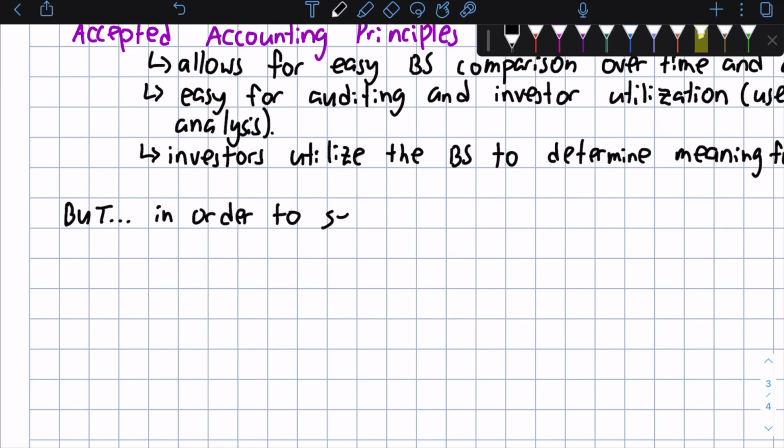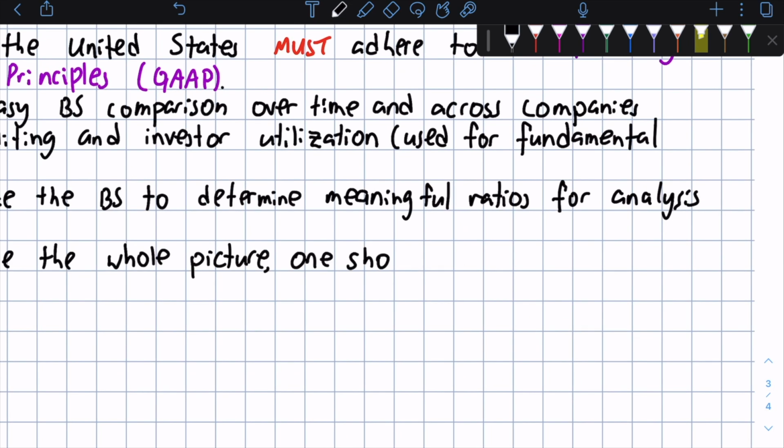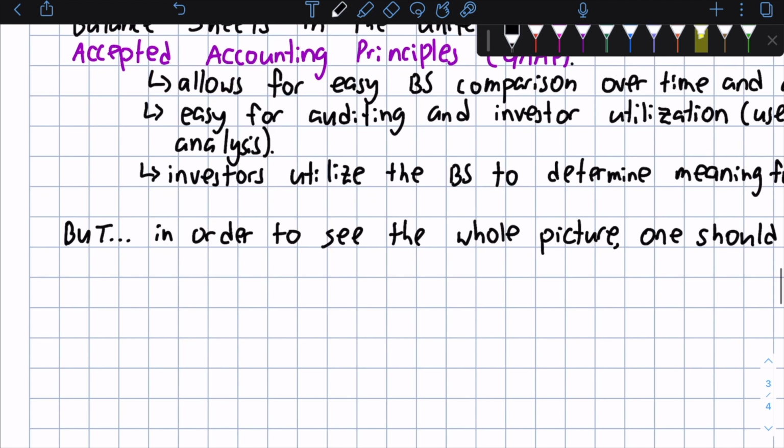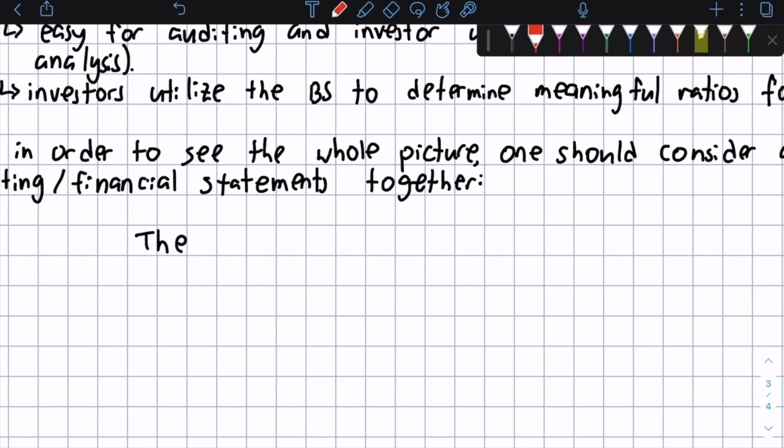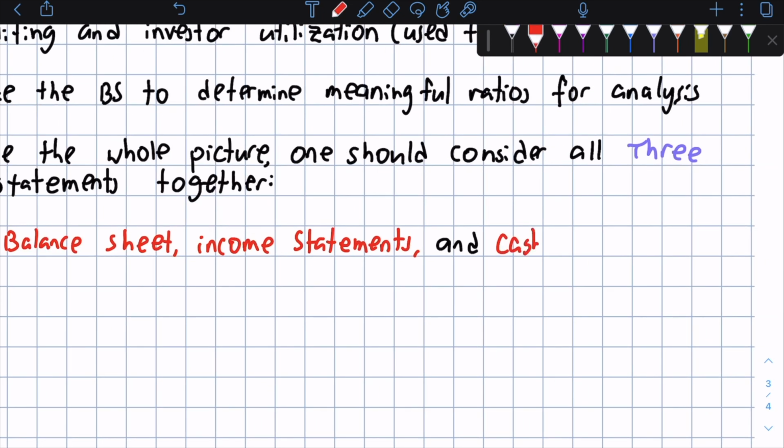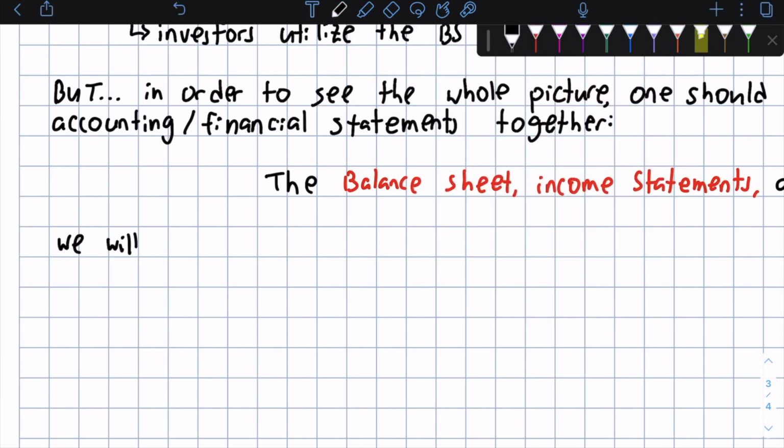But in order to see the whole picture, we should consider all three accounting and financial statements together. And these include the balance sheet, as we've talked about, income statements, and cash flow analysis. And we'll do these in a future video so you have a better understanding of them.